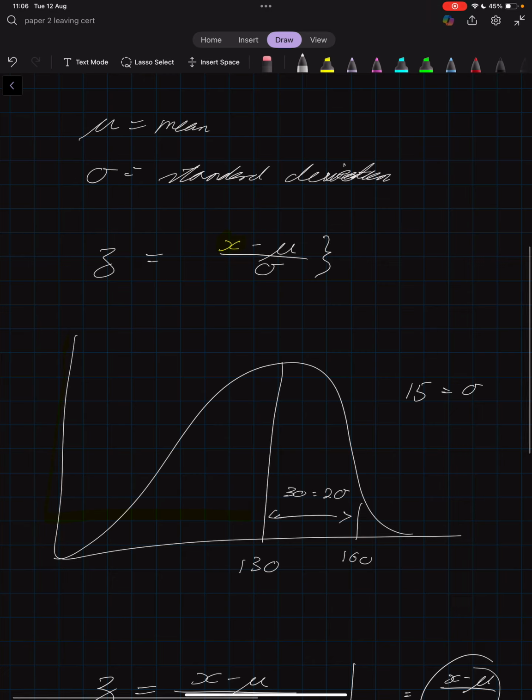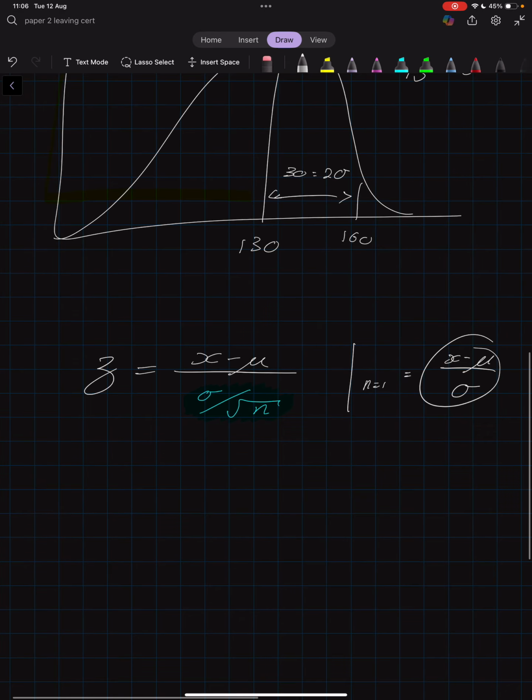Okay, so remember, this is for a population. If you're saying, how likely is it that I will get this value for one person? It's this. Now what you're saying is, what's the chance that I will get this value for a sample? Now you're dividing it by root n. That's the only difference. So that's what you're doing here.